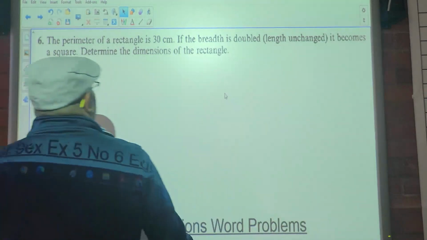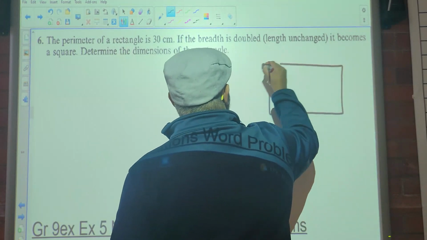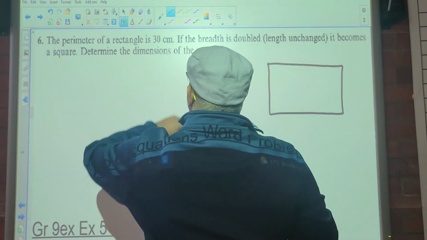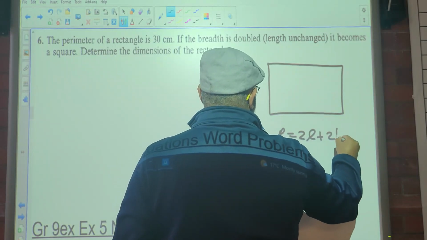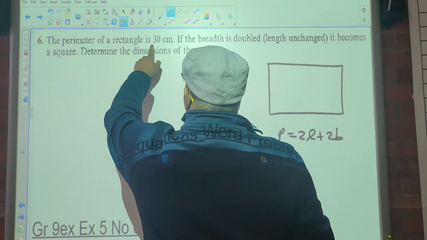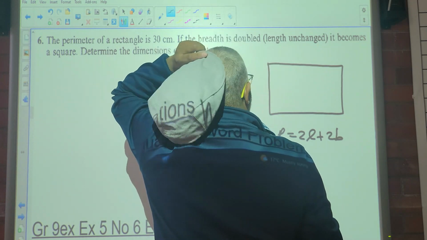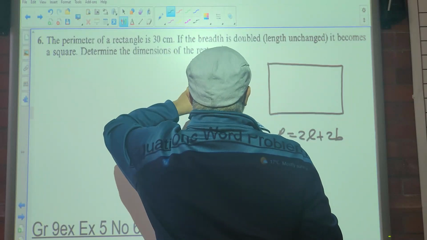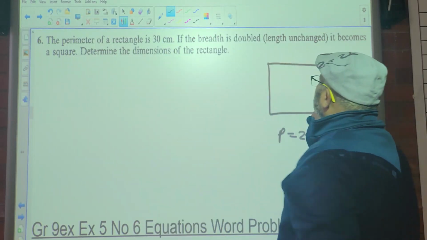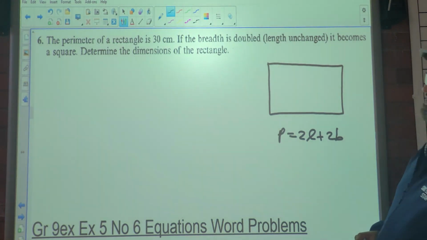The perimeter of, again, a rectangle. So the guys like rectangles, no? Yes. The perimeter of a rectangle. How do you work out perimeter? 2 length plus 2 breadth. The perimeter of a rectangle is 30 centimeters. If the breadth is doubled, length unchanged, it becomes a square. Determine the dimensions of the rectangle.